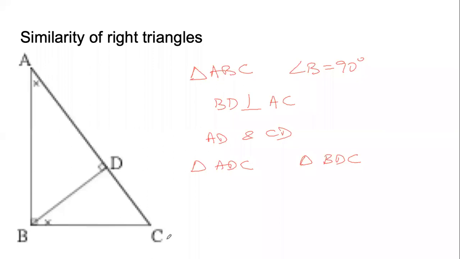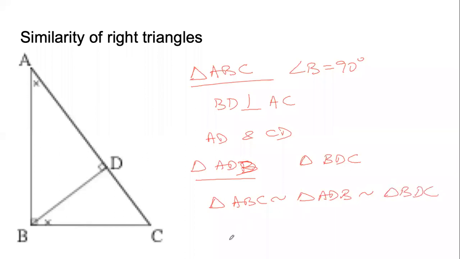So what we have learned is that these three triangles, triangle ABC, triangle ADB, and triangle BDC, are similar. So we can write triangle ABC is similar to triangle ADB is similar to triangle BDC. All these triangles are similar to each other, and this order is important. It will not work in the other order.